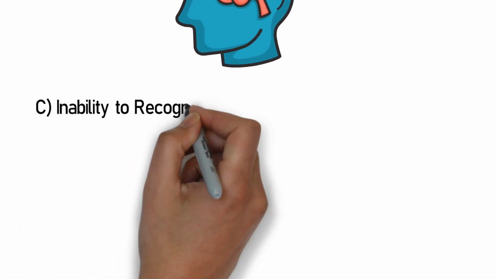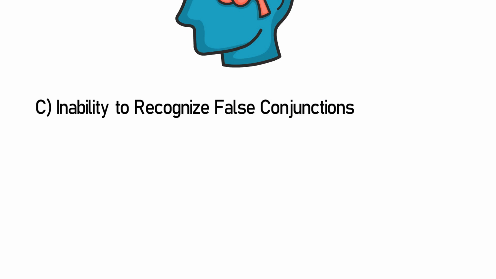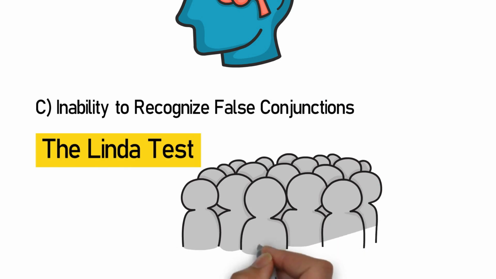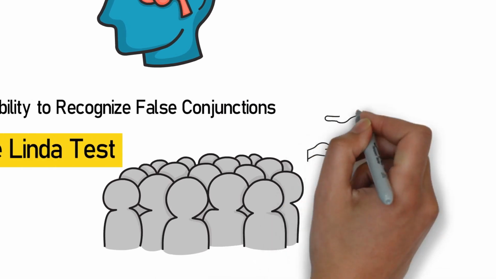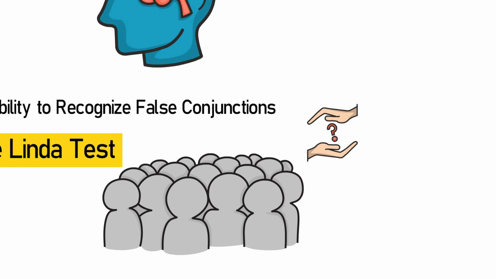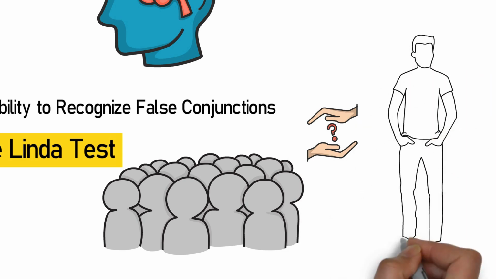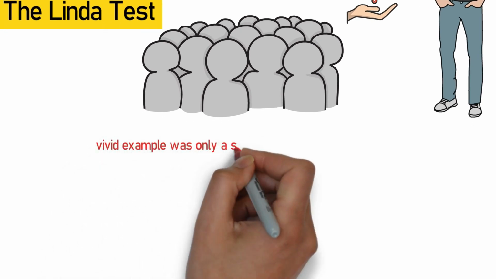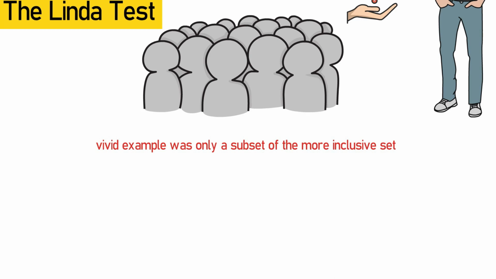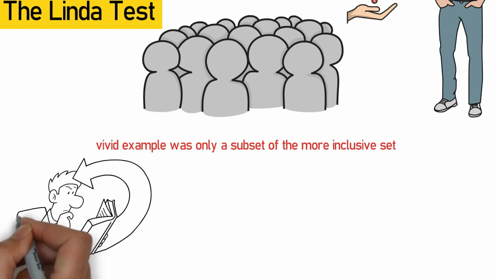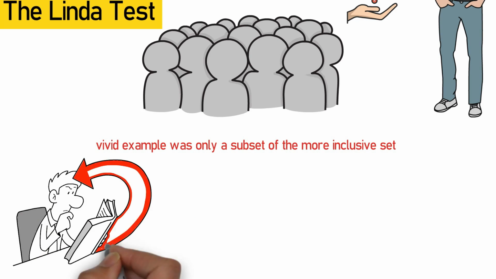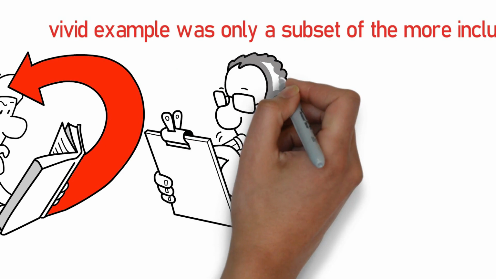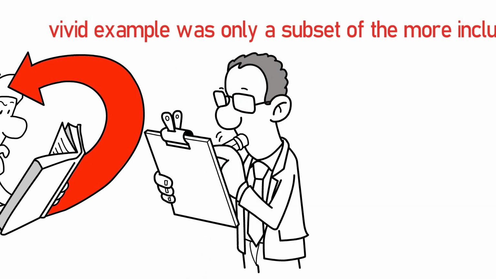C, inability to recognize false conjunctions. The Linda test demonstrated that students chose more vividly described individuals as more likely to fit into a predefined category than individuals with broader, more inclusive, but less vivid descriptions, even when the vivid example was only a subset of a more inclusive set. In defiance of logic and probability, these vivid examples are seen as more representative of the category than those with broader but vaguer descriptions.